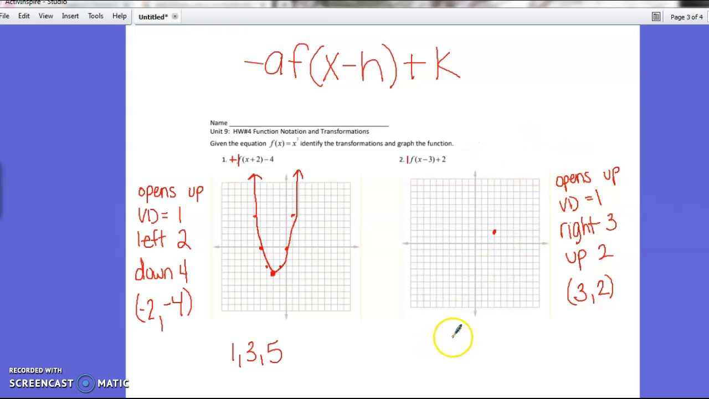Since our vertical dilation is 1, we can use the 1, 3, 5 rule. So I'm going to go over 1, up 1. And then I'm going to go over 1 and up 3. 1, 2, 3. Over 1, 1, 2, 3. And then over 1, 1, 2, 3, 4. Oh, I'm off the graph. So this is good enough.